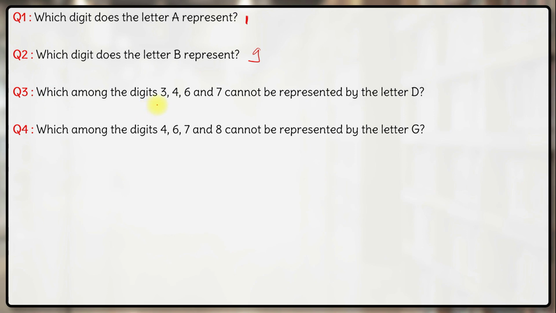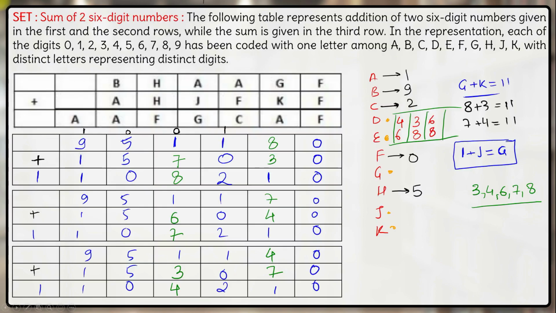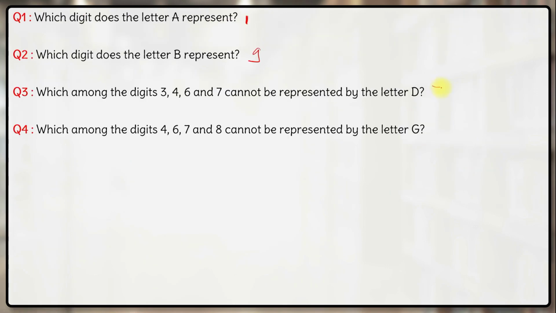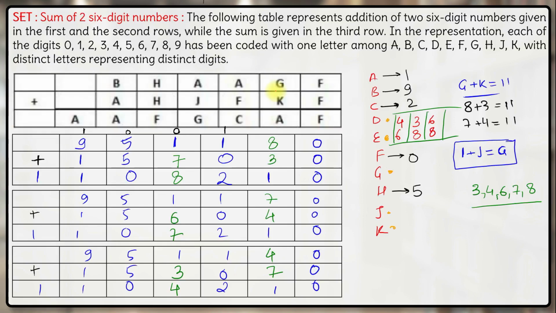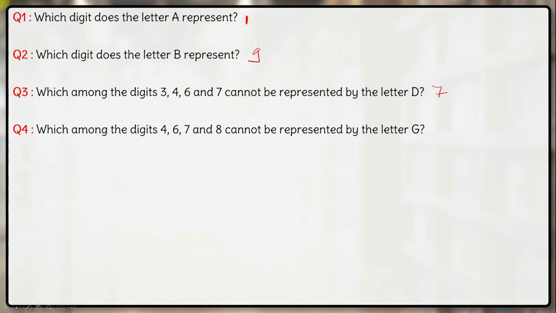Third, which among the digits 3, 4, 6, 7 cannot be represented by letter D? Okay, letter D, and out of 3, 4, 6, 7, which cannot be D. So D can be 3, 4, 6, but it cannot be 7 here. So the answer is 7. And which among the digits 4, 6, 7, 8 cannot be represented by letter G? So G, 4, 6, 7, 8. G can be 8, 7, 4. G cannot be 6. Hence the answer is 6 over here.